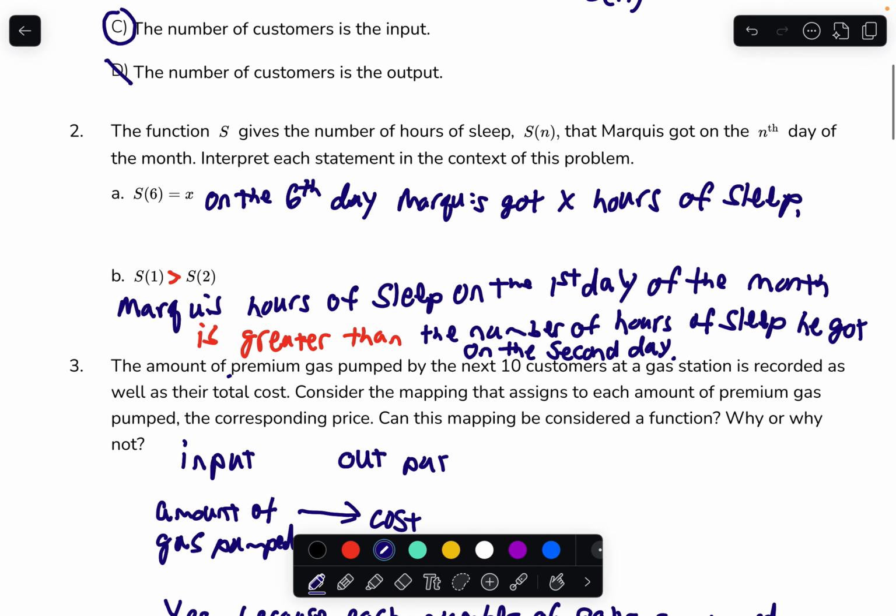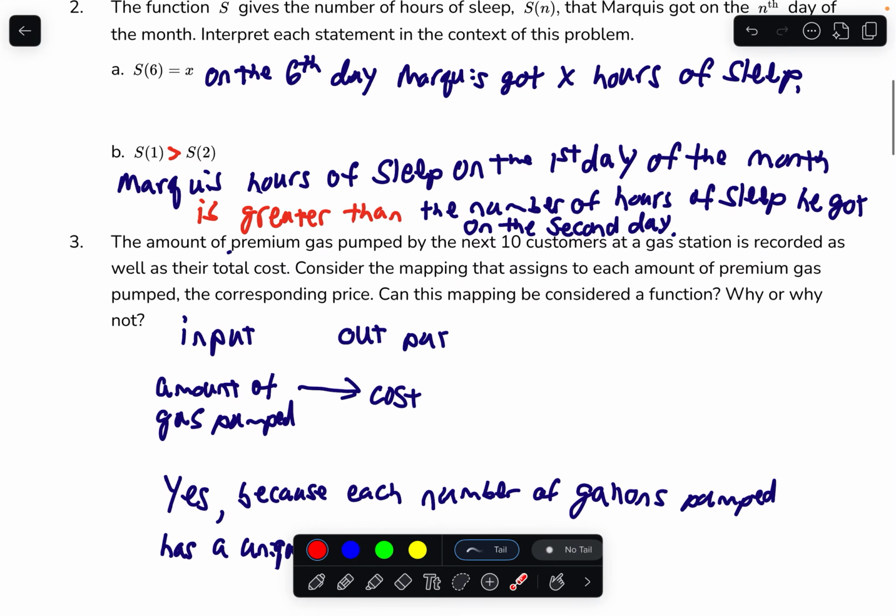The function S gives the number of hours of sleep that Marquis got on the nth day of the month. Interpret each statement in the context of this problem. So the first one is S of 6, S evaluated at 6, equals X. What that means is on the 6th day, Marquis got X hours of sleep. Notice it's X, so we don't know. It's an unknown, all right? The second one is that S evaluated at 1 is greater than S evaluated at 2.